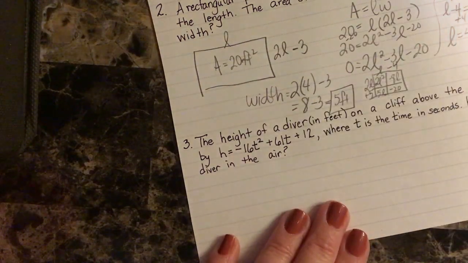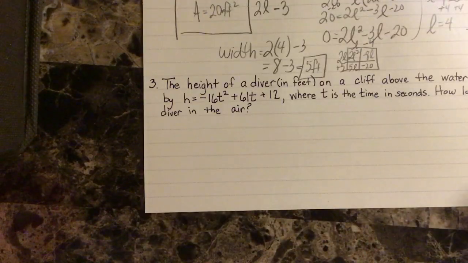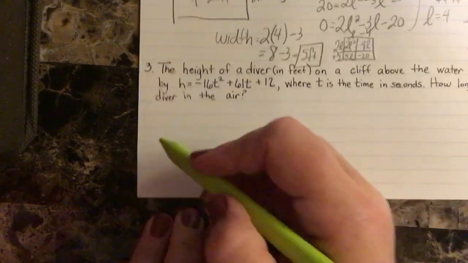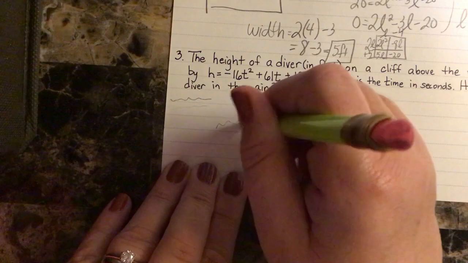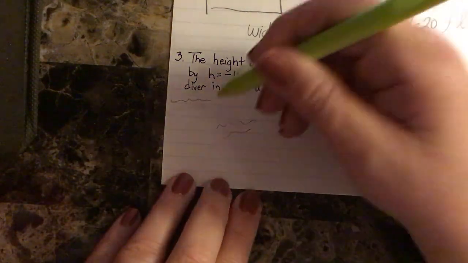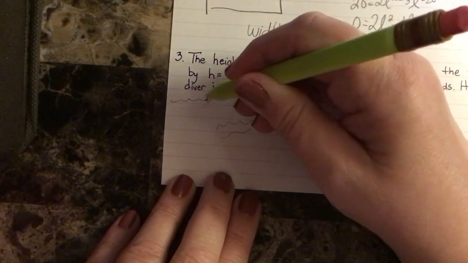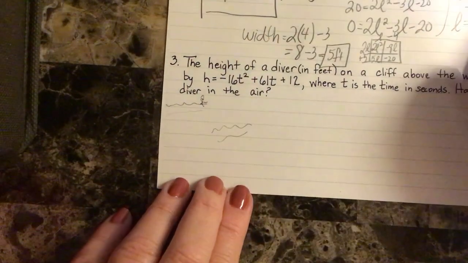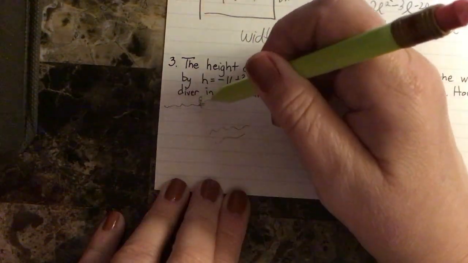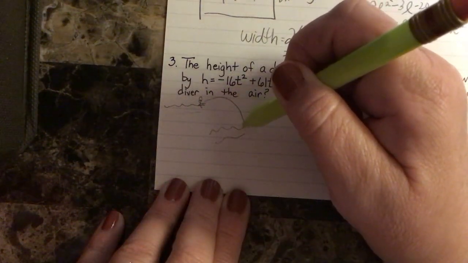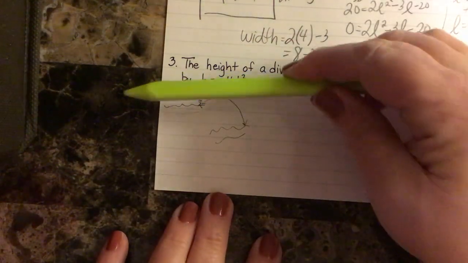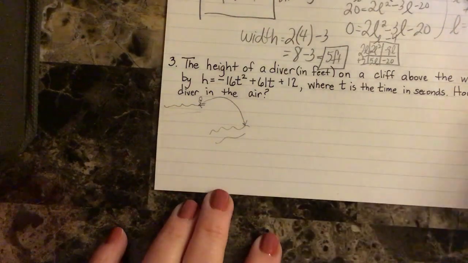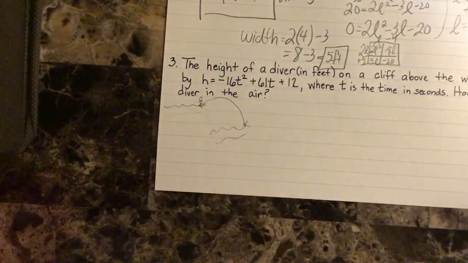That's my width. Okay, now, looking at the next problem, we're talking about a diver. So here's my cliff. Here's the water. A diver's going to dive, I'll draw me a little guy, off of this cliff into the water. Hopefully you can see that is a quadratic shape.